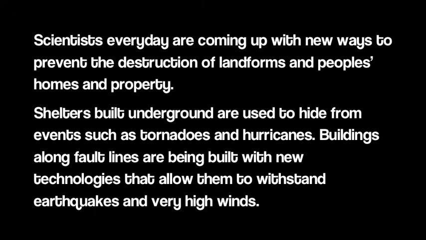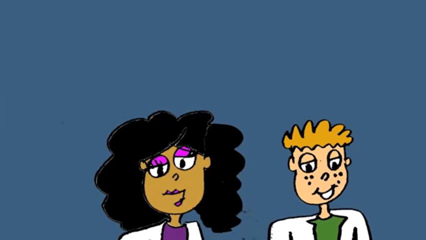Scientists every day are coming up with new ways to prevent the destruction of landforms and people's homes and property. Shelters built underground are used to hide from events such as tornadoes and hurricanes. Buildings along fault lines are being built with new technologies that allow them to withstand earthquakes and very high winds.